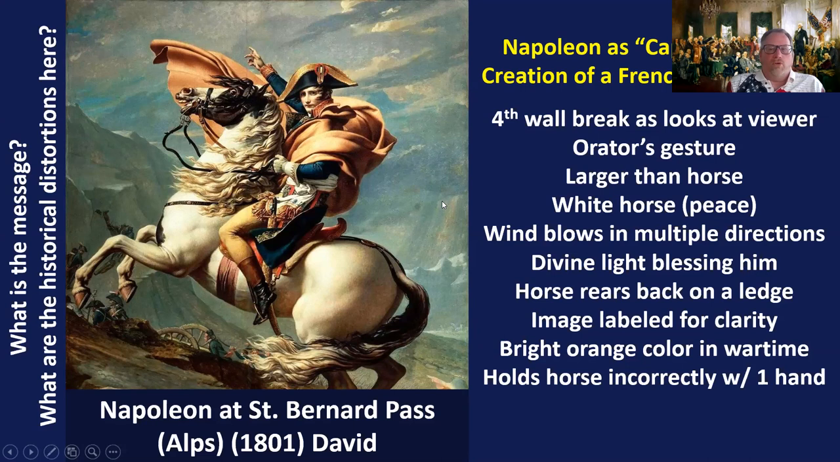The image is labeled for clarity down here. I can't see it, but it says Napoleon Bonaparte, talking about the individuals who have crossed this path, like Hannibal did from the ancient Greek and Roman civilizations. Bright orange color in wartime, just not worn, and he holds the horse incorrectly with one hand. It's made up. It's made to make you think, this is my war hero. This is my Captain France. If he is out there protecting me, I am going to be safe for all eternity.